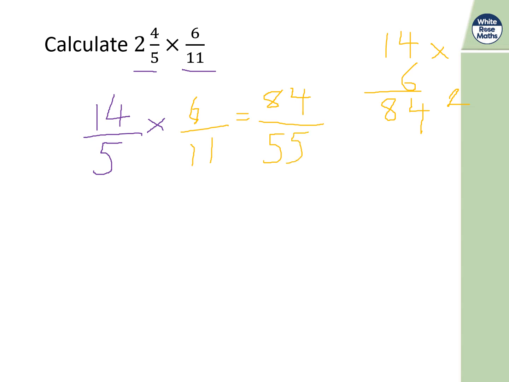Now that's what I call an improper fraction. So changing it back into a mixed number, I get 1 whole, and then the remainder will be 84 take away 55. Remember that my fraction will still be out of 55.